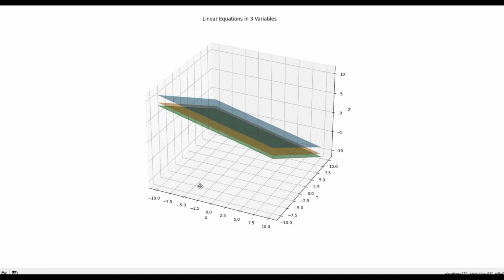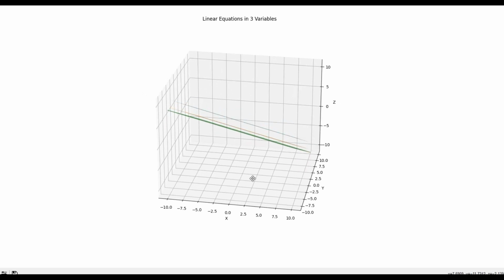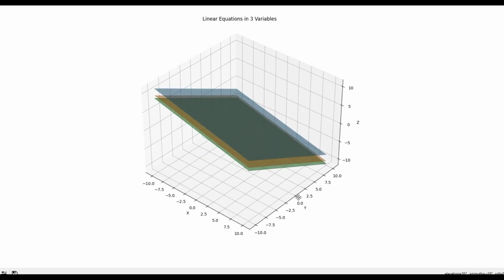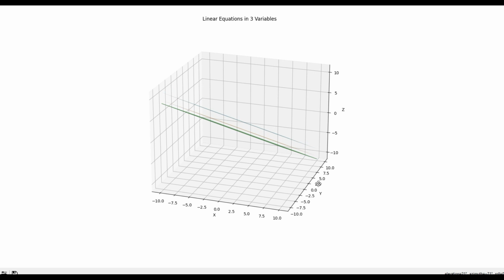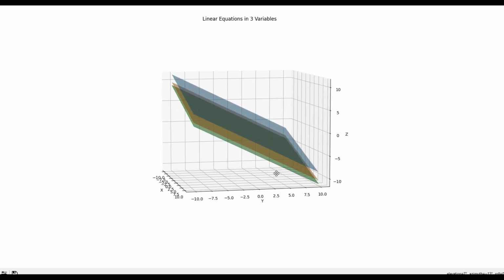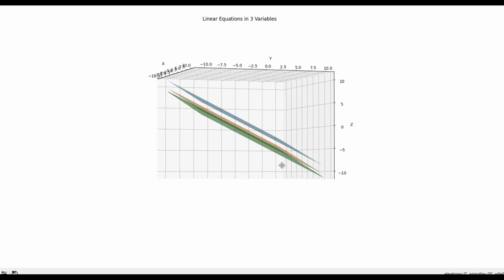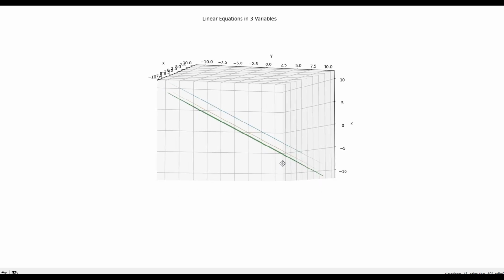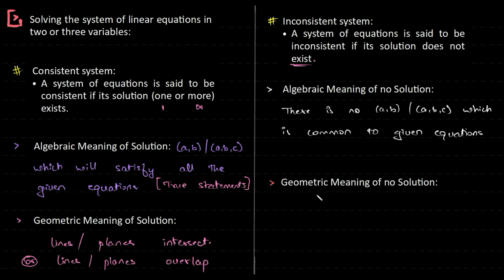So we'll see over here that this is a set of parallel lines, right? There's no solution. You can see that there's no dot, correct? In the case of two variables, it will be two parallel lines. And in this case, we have three equations, and can you see that they are parallel to each other? So in this case, the lines and the planes are parallel.